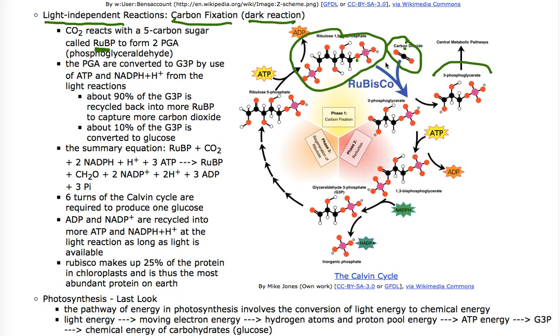When you add a 5-carbon molecule to a 1-carbon molecule, you should make a 6-carbon molecule. And it does. The problem is the darn thing is unstable, and it forms 2 little 3-carbon molecules. These little 3-carbon molecules are called PGA. Okay? PGA is phosphoglycerate, or 3-PGA, 3-phosphoglycerate.